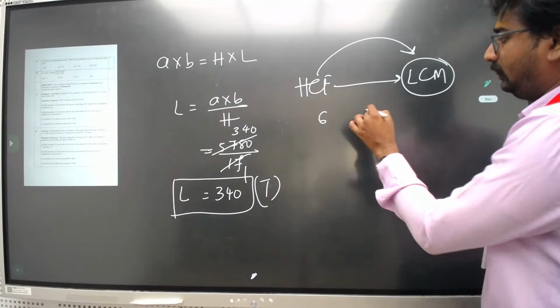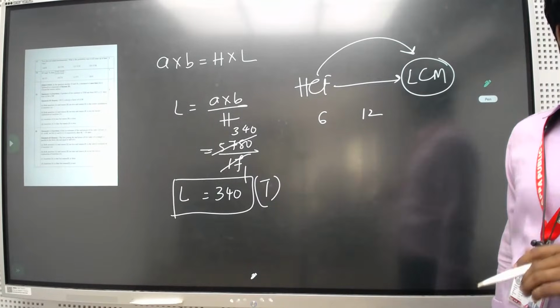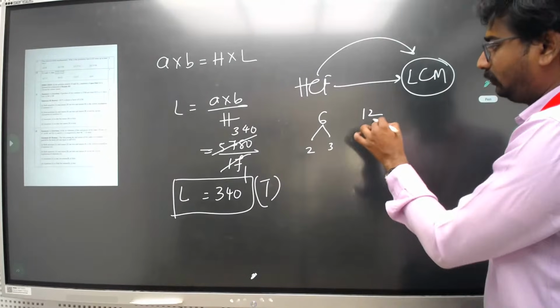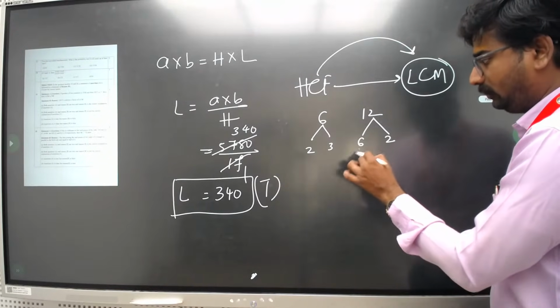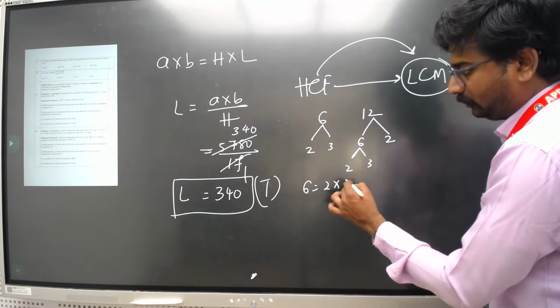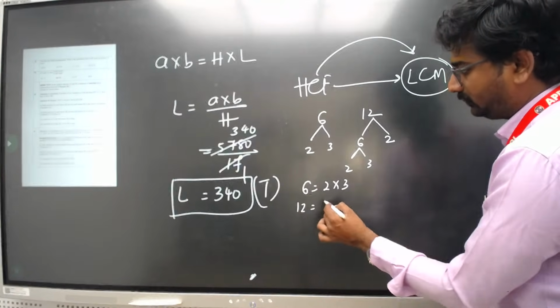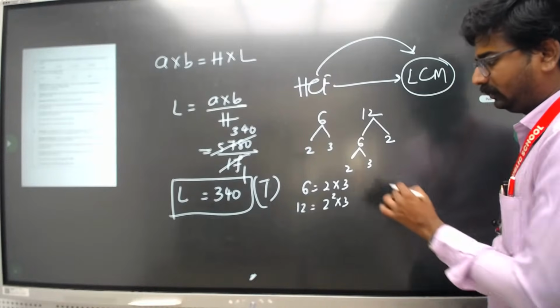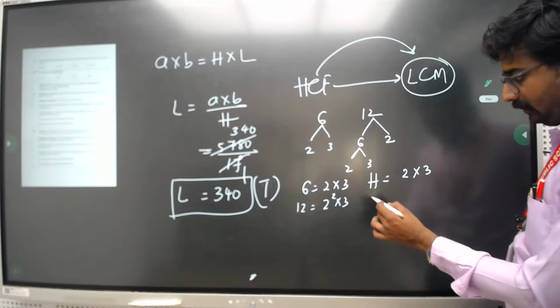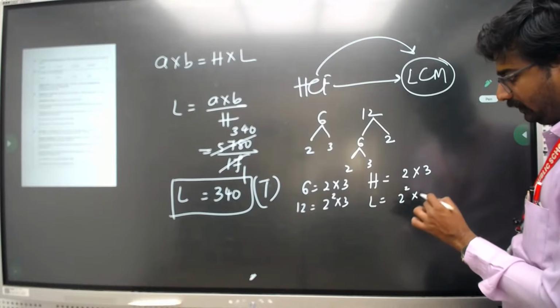Imagine 6 and 12. I'm finding HCF and LCM. 6 can be written as 2 into 3. 12 can be written as 6 into 2, and again this is 2 into 3. Now 6 is expressed as 2 into 3, and 12 is expressed as 2 square into 3. So HCF will be 2 into 3. LCM will be what? 2 square into 3.